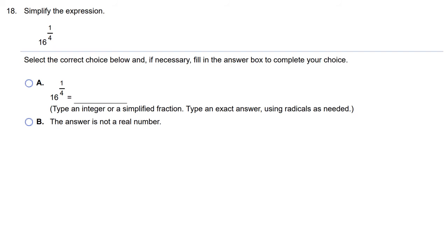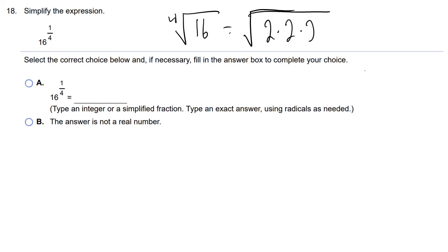Simplify the expression. This is asking us to do the 4th root of 16. The 4th root of 16 means that I'm taking the 4th root of 16 like this. So I need to come up with what do I have 4 of if I were to factor it. And when we break 16 down, 16 is actually going to be 2 times 2 times 2 times 2, or 16 is really 2 to the 4th, which means 16 to the 1/4 is just 2.